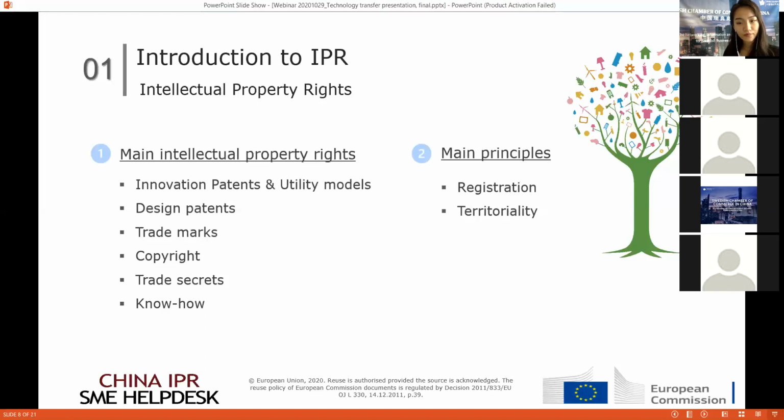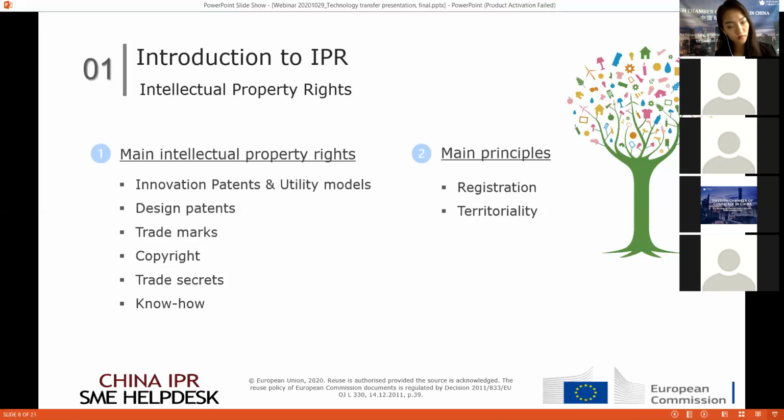Finally, there are two main principles about intellectual property rights that are significantly important, especially in China. The first one is the registration principle. This means that those intellectual property rights that are based on registration, meaning innovation patents, utility models, design patents, trademark, and copyright, will not have any kind of protection in China if there is no registration. If you haven't registered your design patent, your trademark, or one of these intellectual property rights in China, then you will not have protection in China.